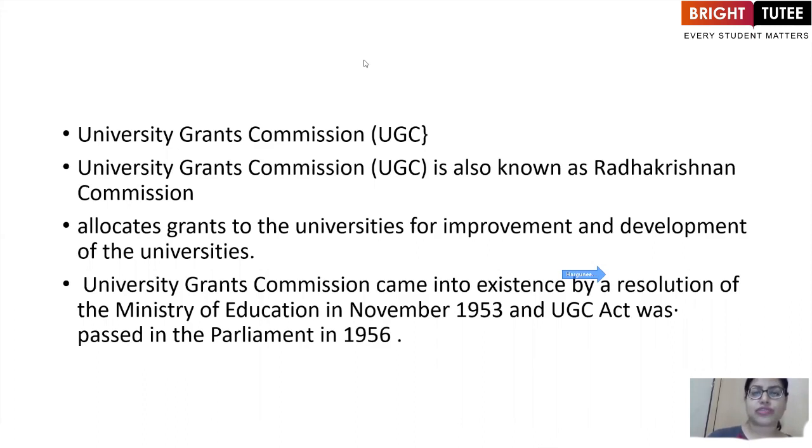Another guiding agency of education, this one is for the higher education. This is referred to as University Grants Commission, UGC. It's also known as Radhakrishnan Commission. This body allocates grants to the universities for improvement as well as development of different universities. So it checks what is the condition of these universities for improvement of, let's say, infrastructure, etc., maintenance purposes, development, so that they can buy new modern equipments. So for that also it gives grants to the universities.